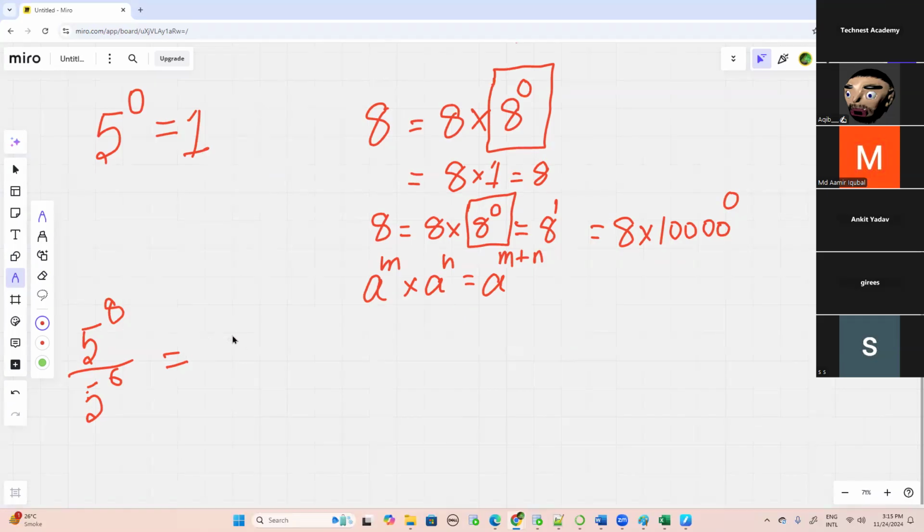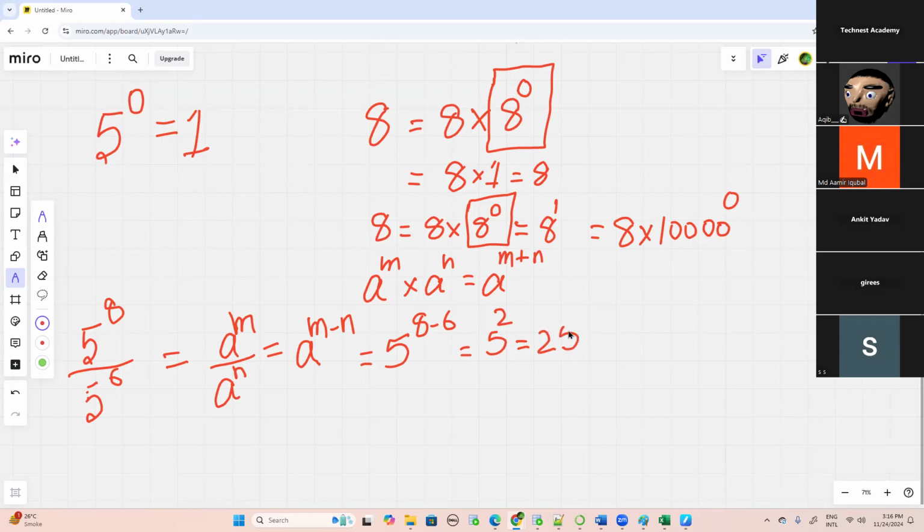So here the law of exponent is a to the power m divided by a to the power n. What is the formula for this? A to the power m minus n. Based on this, this will become 5 to the power 8 minus 6, which is 5 to the power 2, and that will be 25.